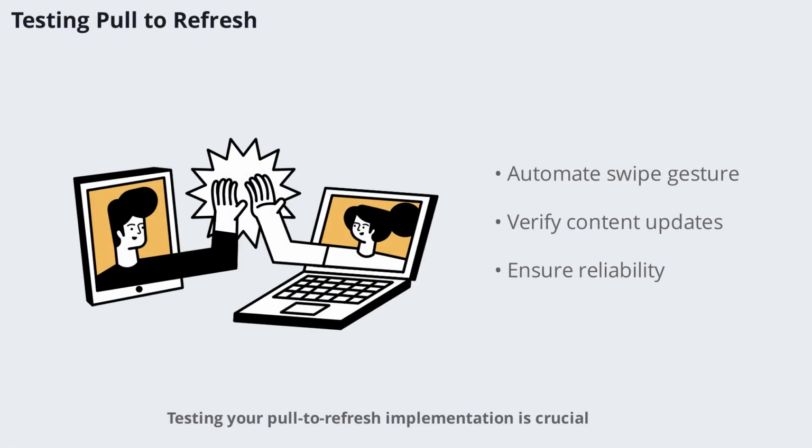Testing your pull to refresh implementation is crucial to ensure it works as expected. In Compose, you can simulate the swipe down gesture using the Perform Touch Input Swipe Down action on a scrollable node. This allows you to automate UI tests and verify that the refresh logic updates the content correctly. Automated testing helps catch issues early and maintain a high-quality user experience.